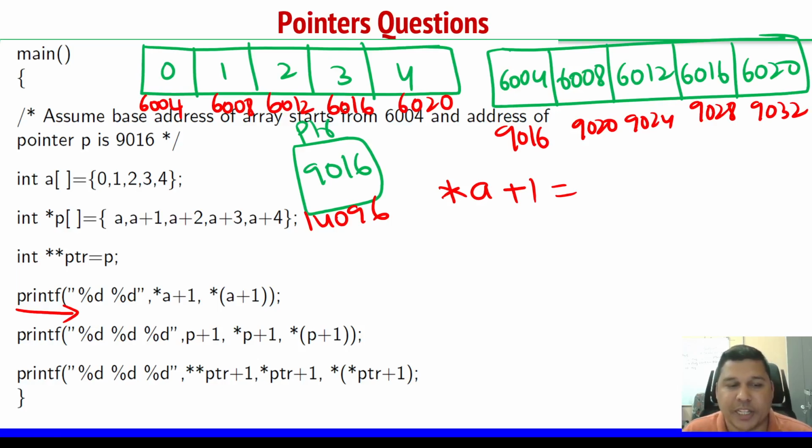Please, all of you, pay attention, try to understand these pointers. It's all a number game, representing arrays, writing addresses, and then referring to those memory allocations to find out the answer. What is star A plus 1? Please be interactive, answer it.